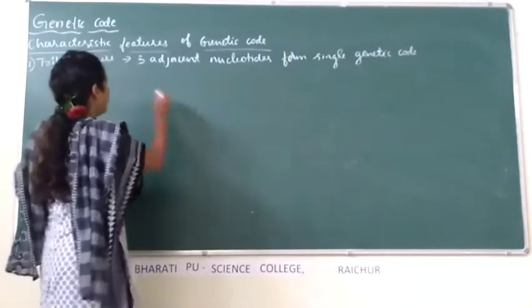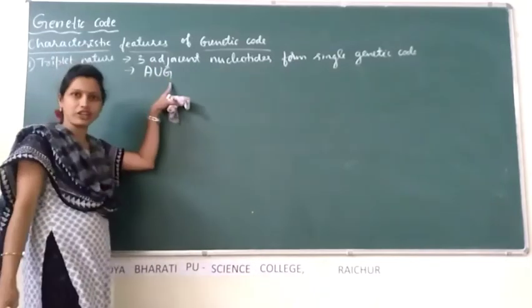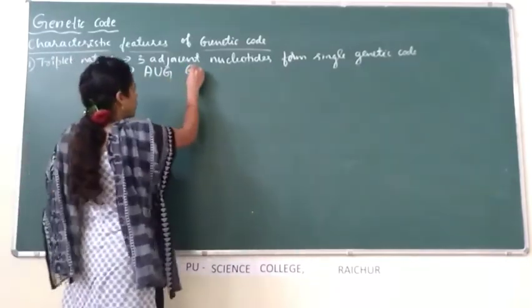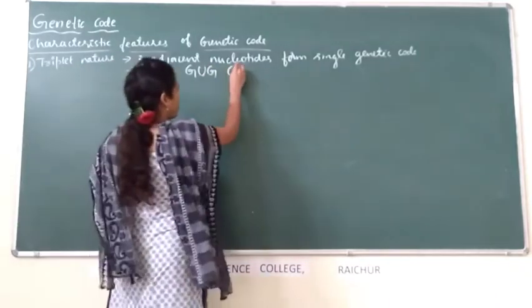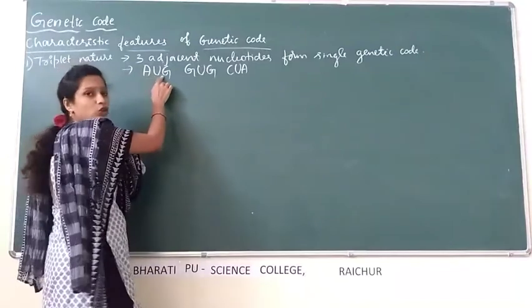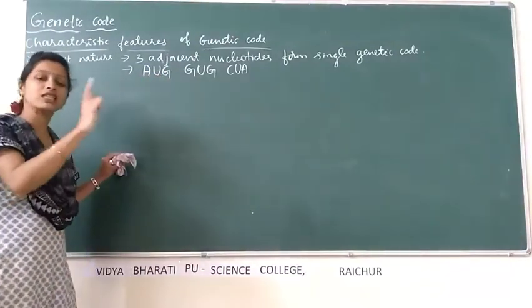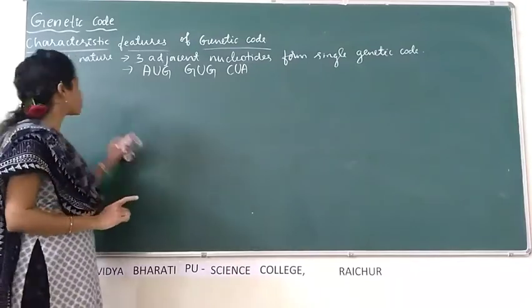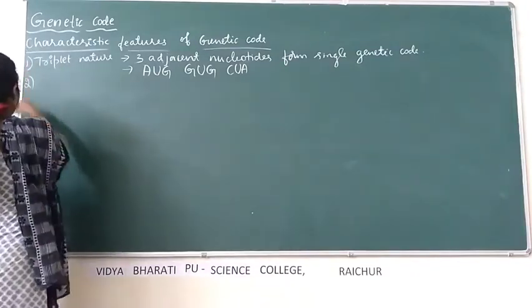For example, AUG is one genetic code. GUG is another genetic code. CUA, one more genetic code. Like this, 3 nitrogen bases or 3 nucleotides form a single genetic code. That is called triplet nature. Then the second one.